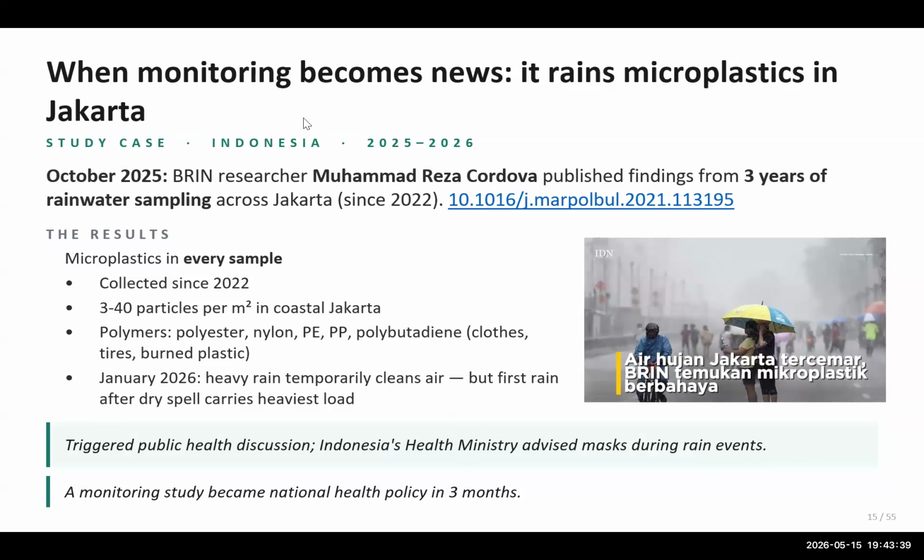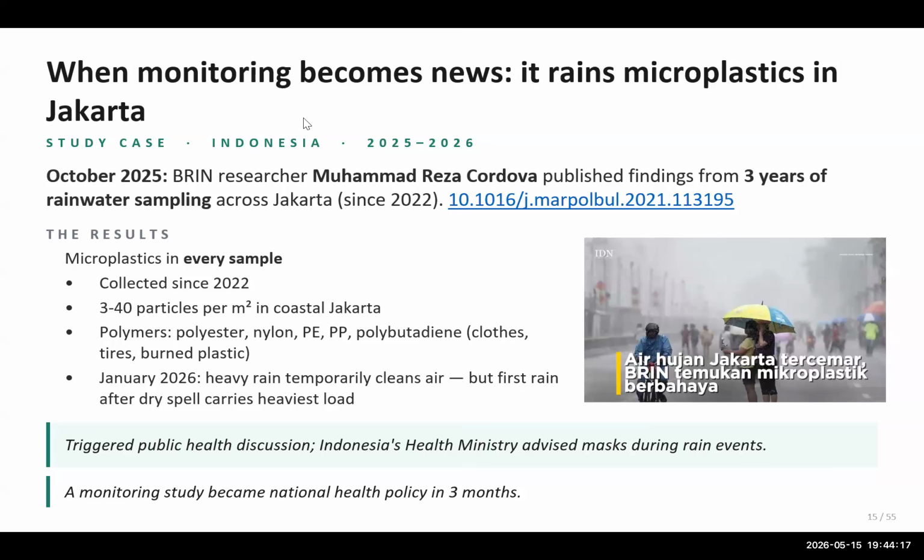So now let me show you a study that became very famous in the news lately in Indonesia. Maybe you already heard about it very recently. In October, a researcher from BRIN, the National Research and Innovation Agency of Indonesia, published findings from 3 years of rainwater sampling in Jakarta. His name is Dr. Mohamed Reza Córdoba. Maybe you heard about him. He has been working on plastic pollution in Indonesia for many years. He's quite famous.